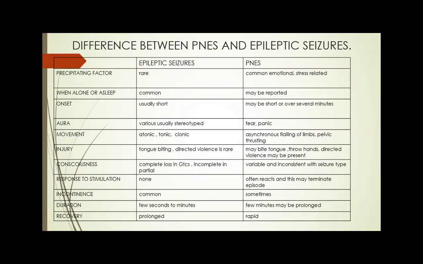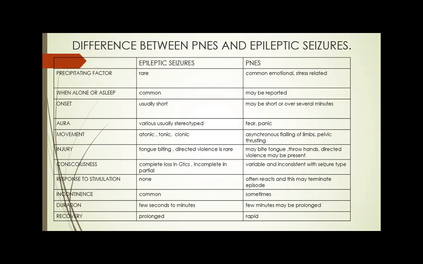Regarding injury after an epileptic seizure, the commonly seen injury is tongue biting. Directed violence towards someone is rare in this type of seizure. But in PNES, there may be tongue biting, throwing of hands, and directed violence may be present towards somebody.